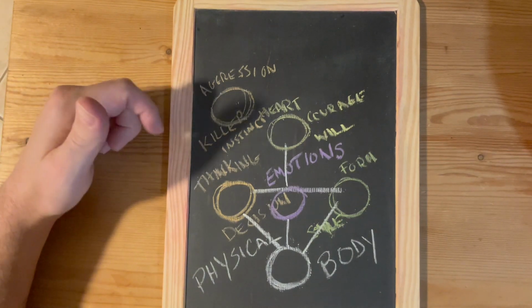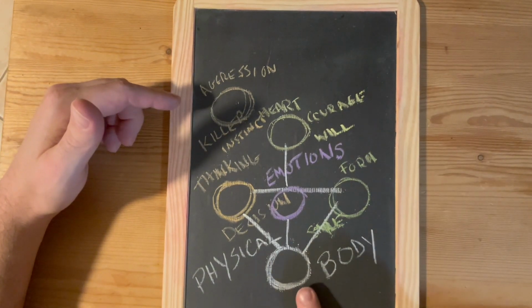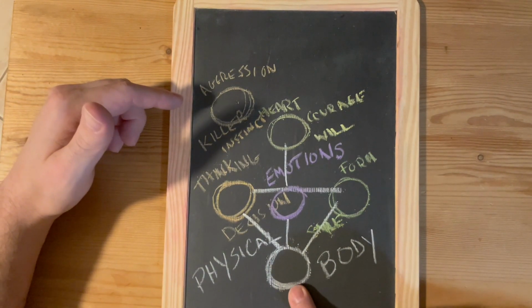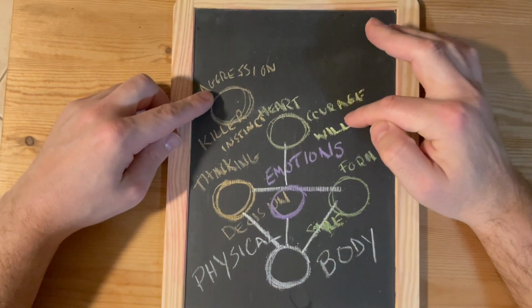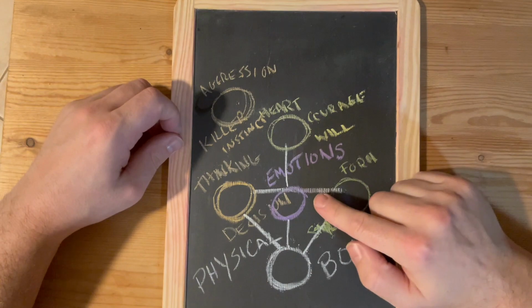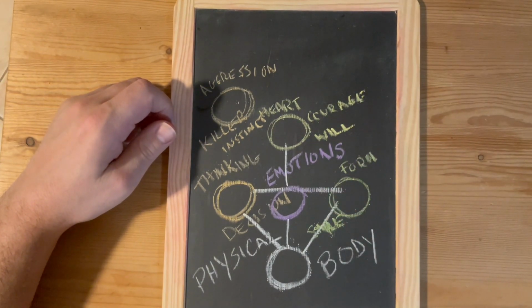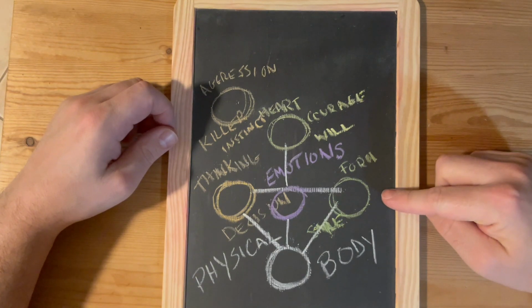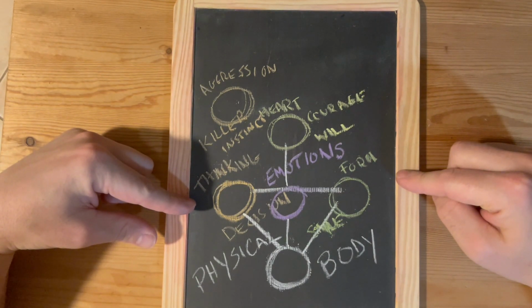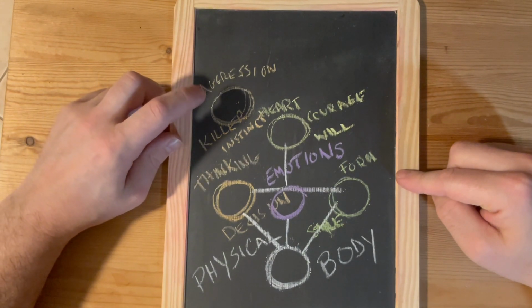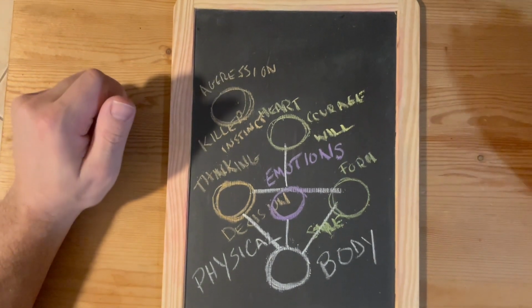You can have the physical body in good shape. You can have this killer instinct. You can have the will to win and the courage, but you can lack emotional intelligence. You can lack emotional control. You can lack form or style, and you can also lack decision-making skills, thinking, because you're too much in this space in your own personality.